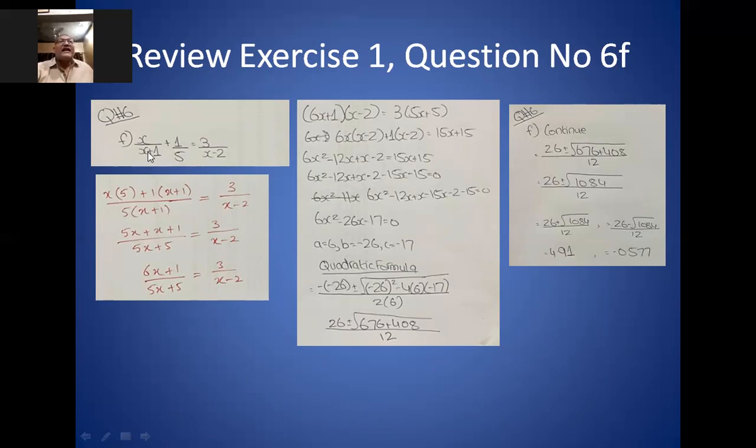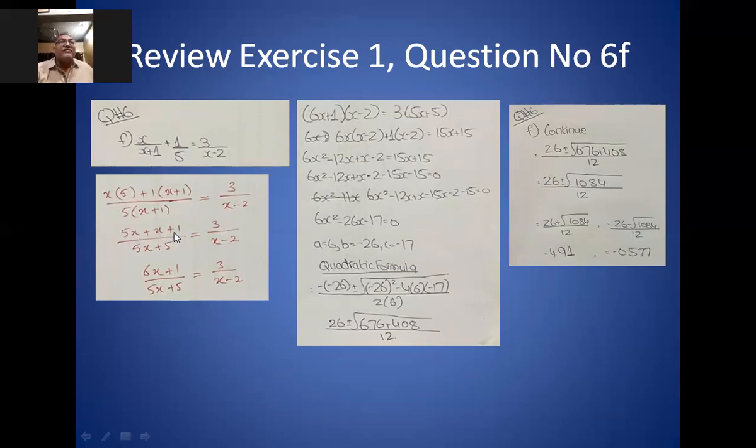So you divide the LCM with this denominator. x plus 1 and x plus 1 will be cancelled. You are left with the 5. That 5 will multiply with the numerator. So you write here 5x into 5 plus. Now you divide this LCM with this denominator 5, and 5 will be cancelled. You are left with this bracket x plus 1 that will multiply with the numerator here. So 1 into x plus 1 equals 3 divided by x minus 2.